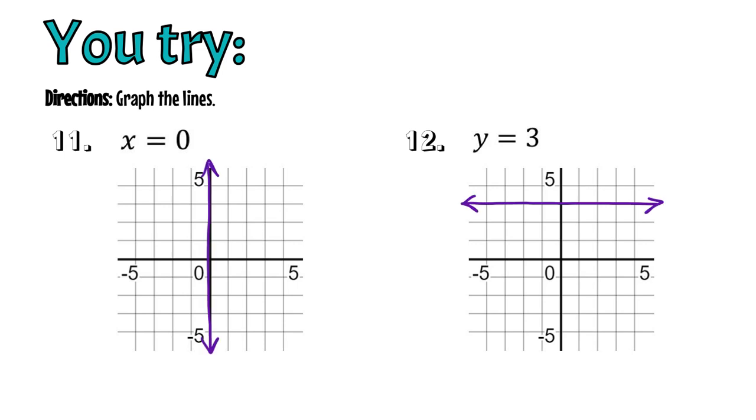Hopefully you found that the y-axis is the line x equals 0. So your graph should be right on the y-axis for the line x equals 0. And for the line y equals 3, y is always 3. You're going to have a graph right there.